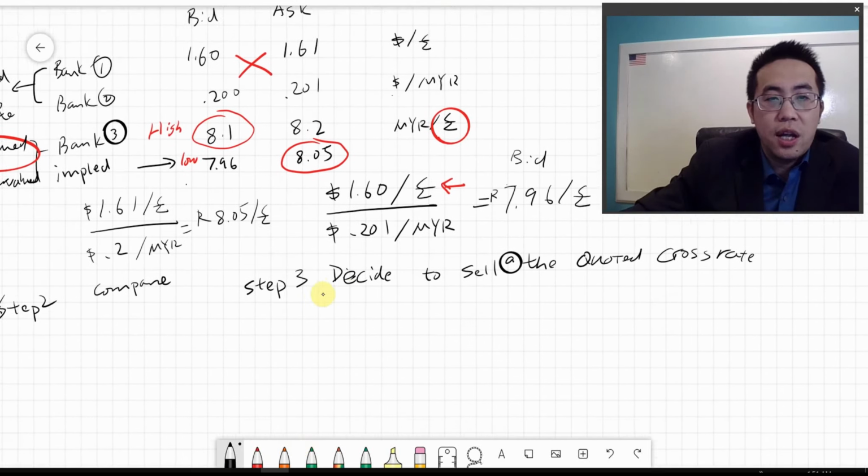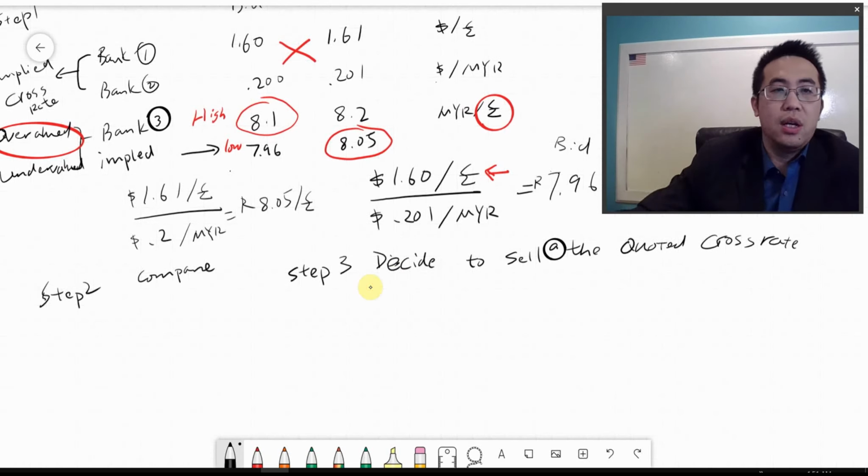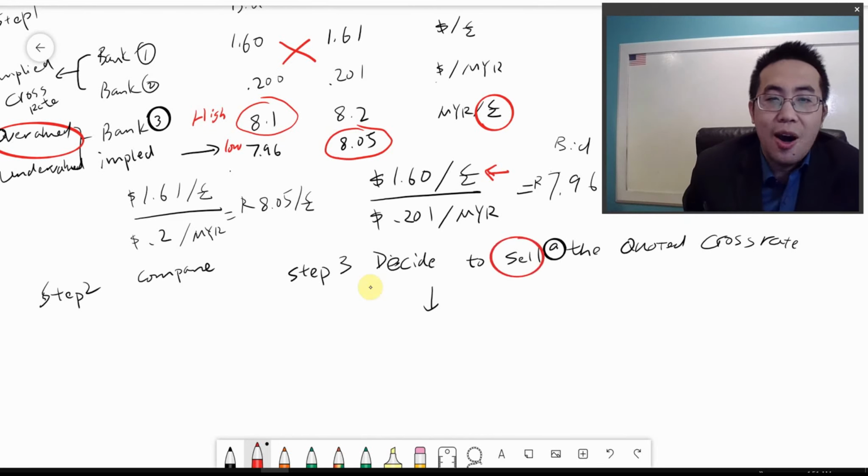Alrighty. So if you sell at the overvalued cross rate, that basically comes to another question. Then sell what? I said it's an overvalued currency and you should sell it, but sell what? You should sell the currency to the right of the fractional line. So essentially it's about the price of a pound in Malaysian ringgit, or ringgit price per pound. So you are selling.